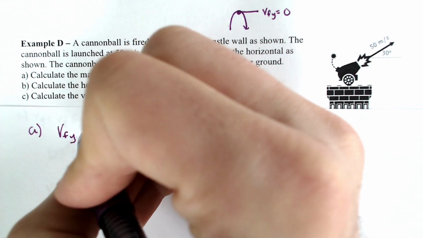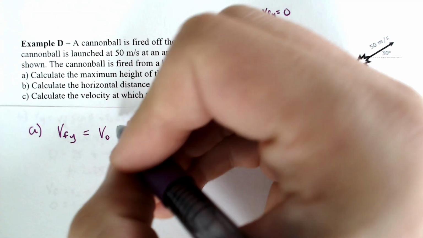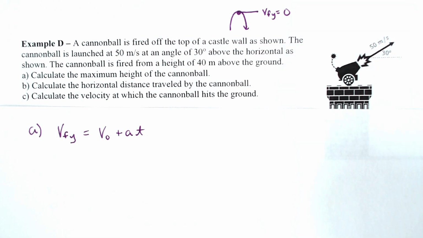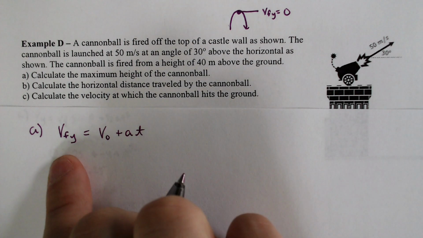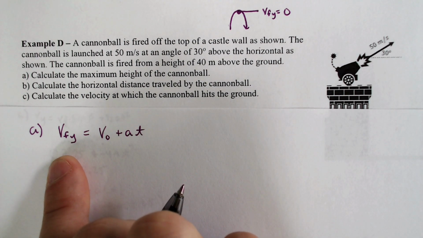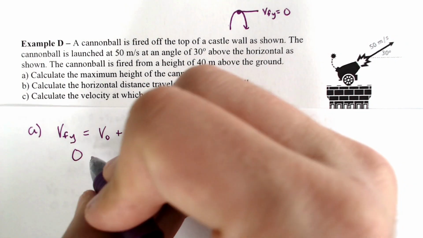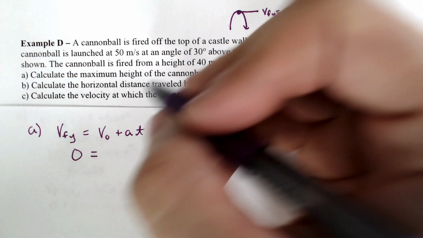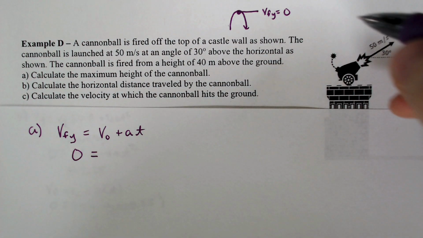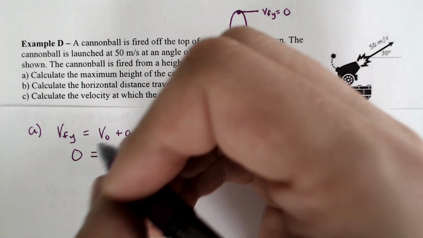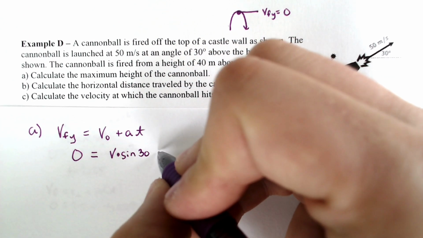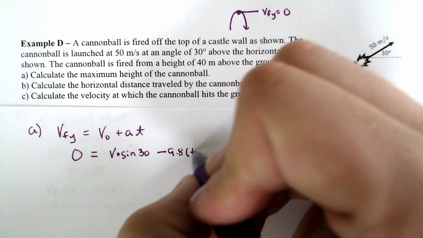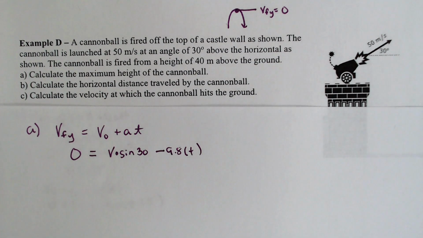So if we use our kinematic equation, velocity final for the y component would equal the initial component plus a times t. Our final would be 0. Our initial is the y component. Remember that the y component relates to sine, so that would be v times sine of 30 minus 9.8 times t, which is a much easier equation to solve than some of these other ones.